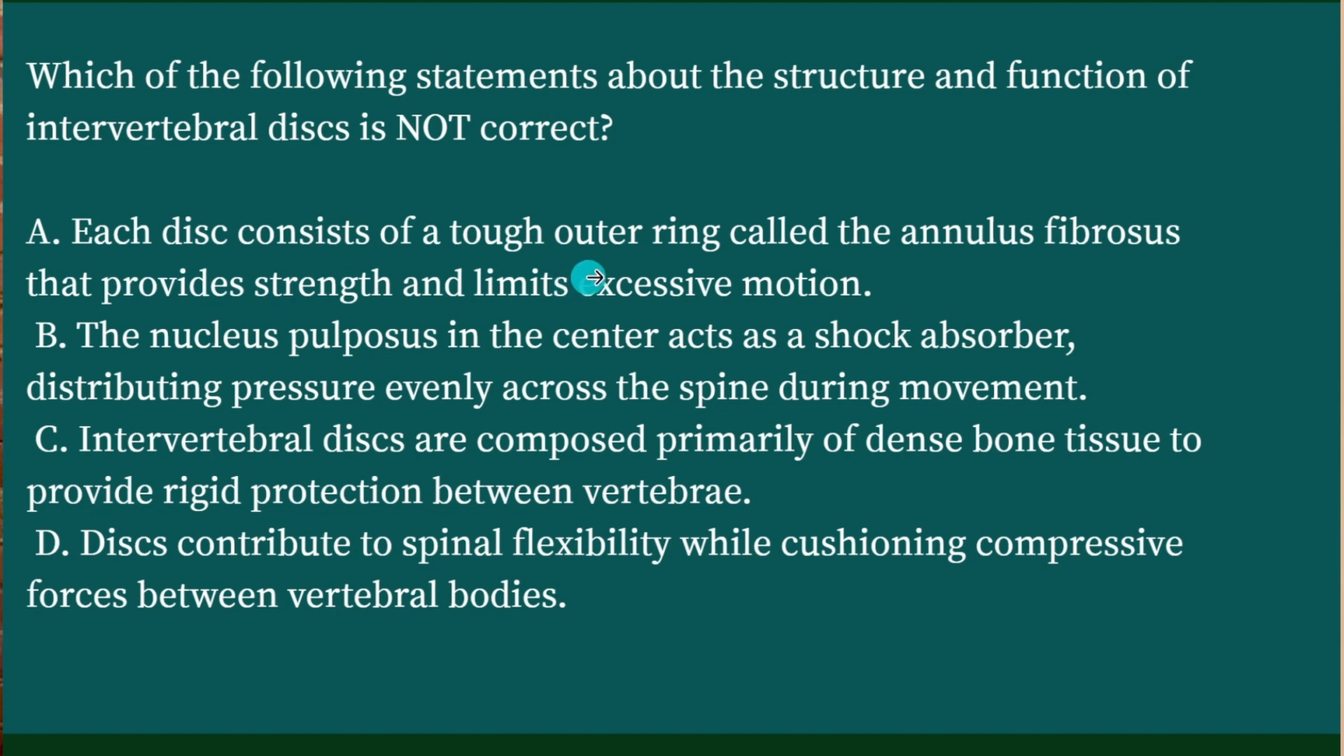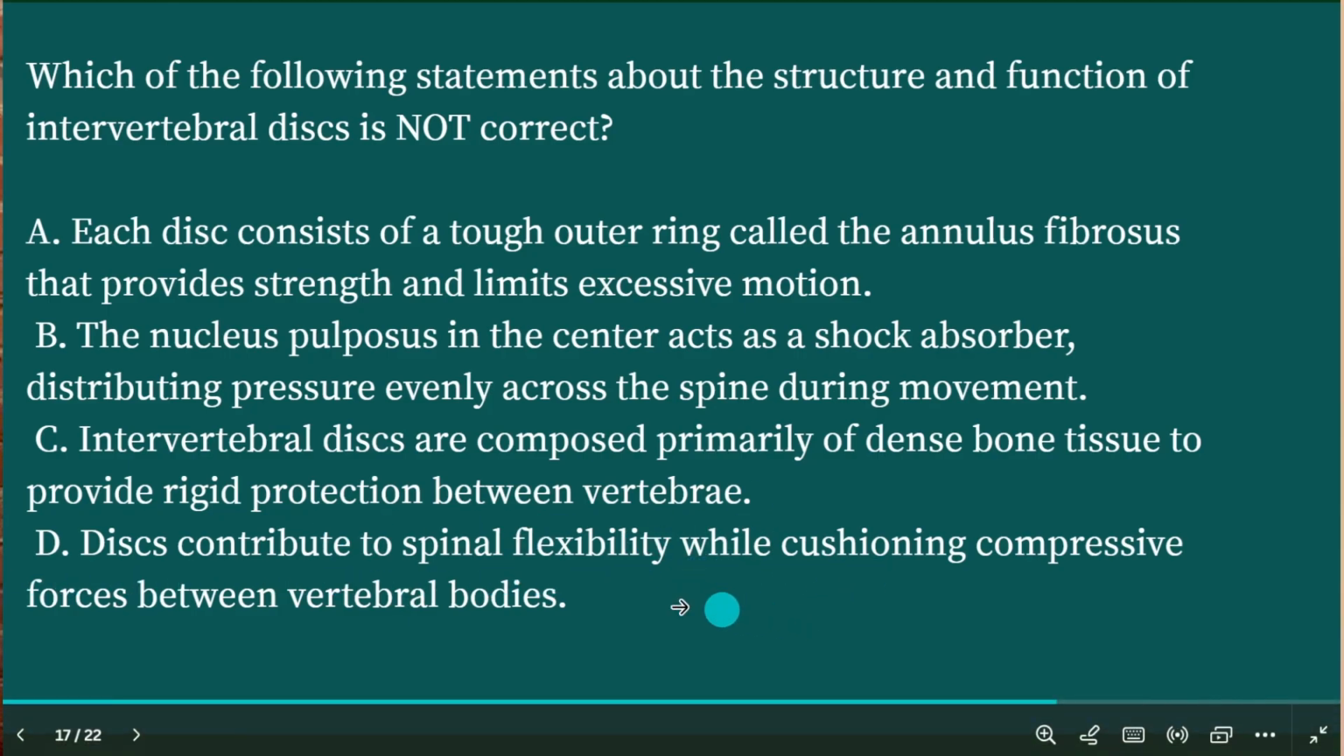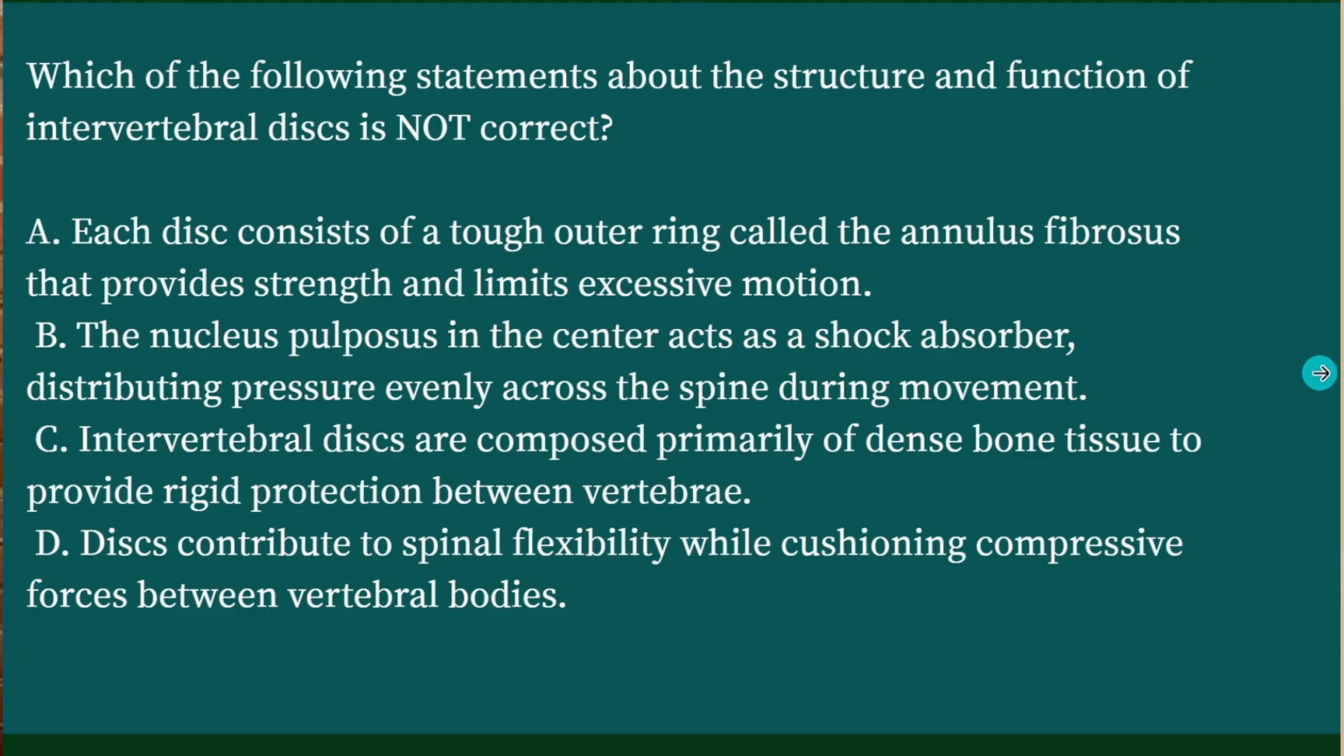Each disc consists of a tough outer ring called the annulus fibrosus that provides strength and limits excessive motion. I like that one. The nucleus pulposus in the center acts as a shock absorber, distributing pressure evenly across the spine during movement. I like that one. C, intervertebral discs are composed primarily of dense bone tissue to provide rigid protection between the vertebrae. Boo. Discs contribute to spinal flexibility while cushioning compressive forces between the vertebral bodies. Yay! C would be the incorrect one. That's the one that we need to circle.